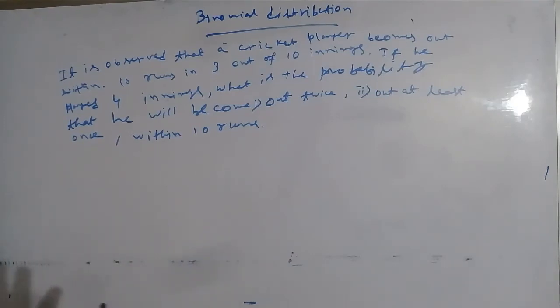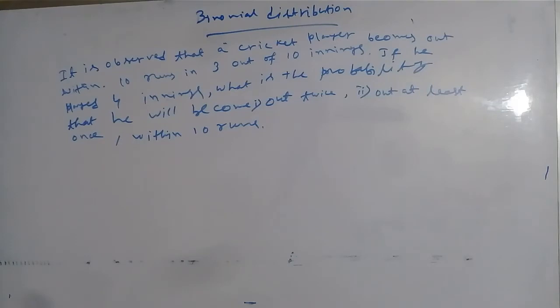First, read it carefully. I am reading it. It is observed that a cricket player becomes out within 10 runs in 3 out of 10 innings. So if an average score of a cricket player is given, that is, if a cricket player plays 10 innings, then in 3 innings he becomes out within 10 runs. So he becomes out within 10 runs. This is the event.